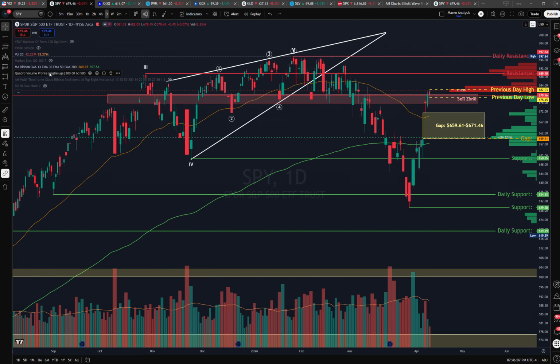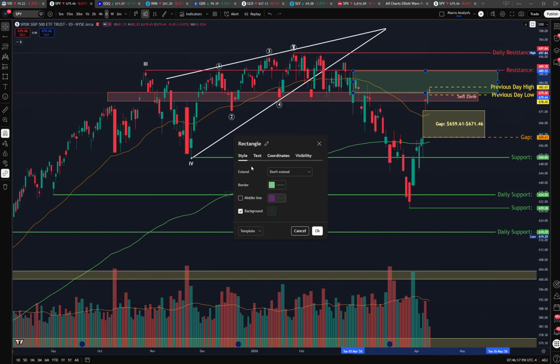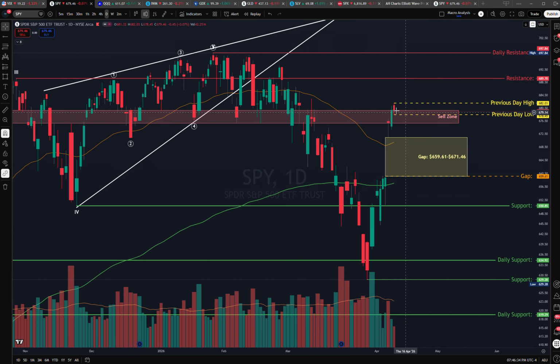So where would I be looking at going into this week for some sort of reaction? Right at this level over here. So I will be looking for some sort of reaction within this level here going into this week. If we start breaking down with this level here, but if we start rejecting this level here, I think we're going to fill this gap, especially if you break below this 50-day moving average. So this is a key level.